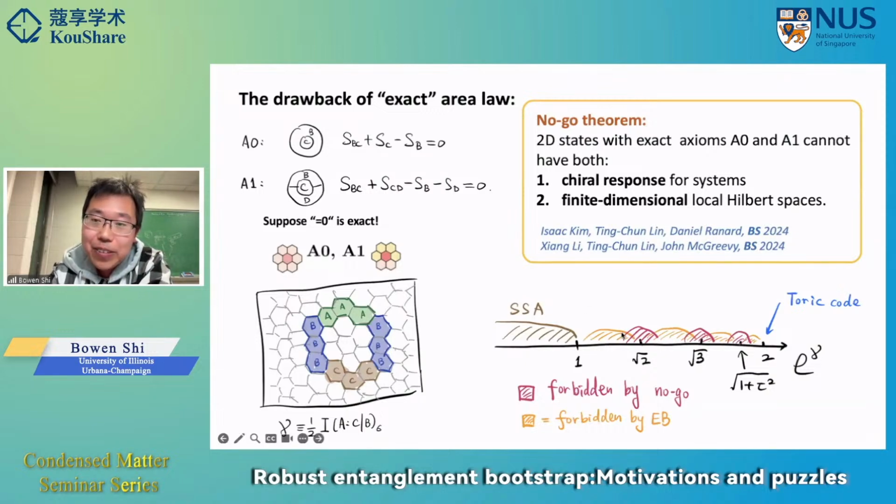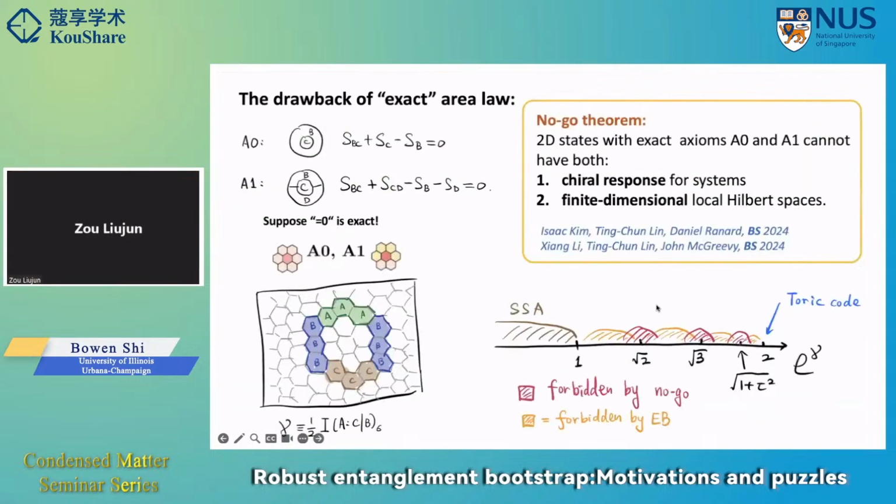So what does that imply for the previous figure I showed you? Previously I showed you this figure where we use those entropy conditions to constrain the value of gamma, so that SSA excludes the leftmost region. The entanglement bootstrap, in the previous papers, excludes the regions in between those interesting numbers. It turns out what the no-go theorem implies is that we are actually excluding more region than we expected, because some of the numbers correspond to chiral anyon systems. They have non-trivial chiral response, so that's inconsistent with exactly satisfied axioms. So to me this is the most important motivation for going beyond exact entanglement bootstrap.